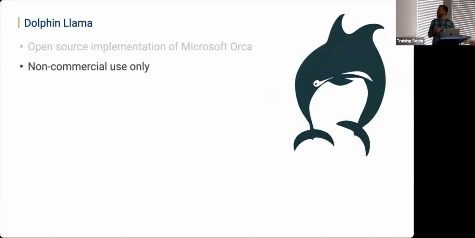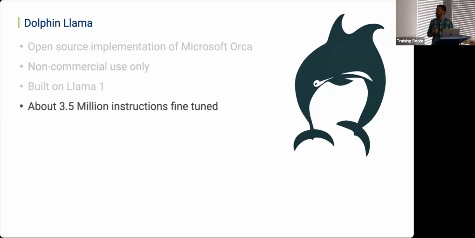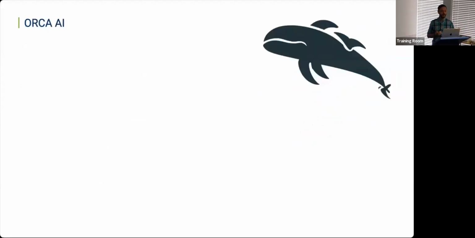Dolphin Llama is non-commercial use only. It's built on top of a large language model called Llama 1. And there's about 3.5 million instructions that the model's fine-tuned with on top of Llama 1. Now, it's limited to about 2,000 context, so we're going to see that really quickly as well.